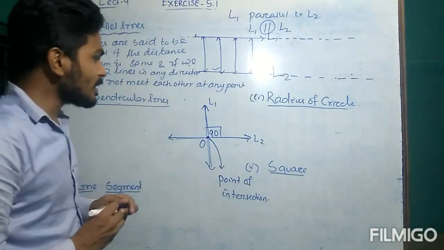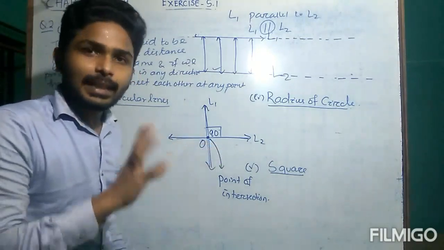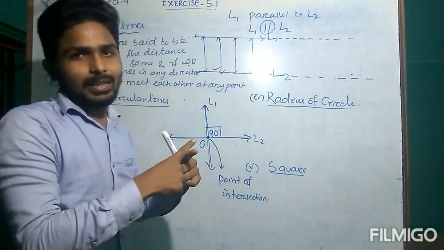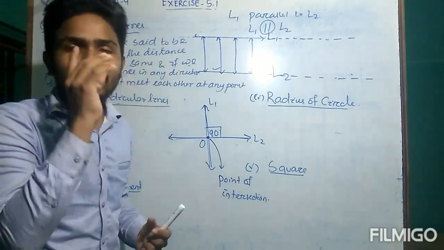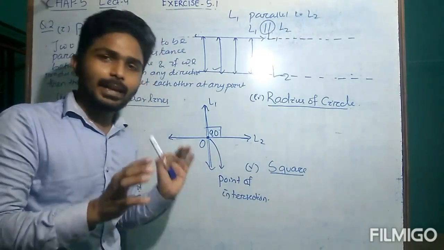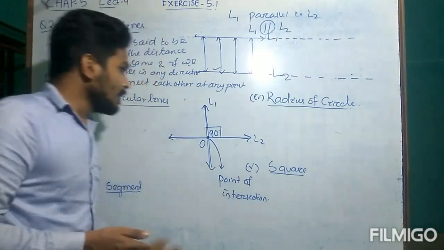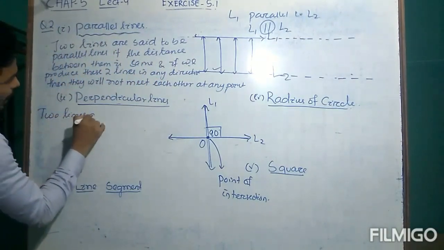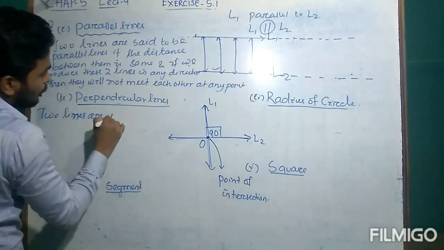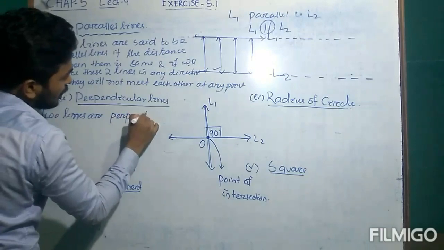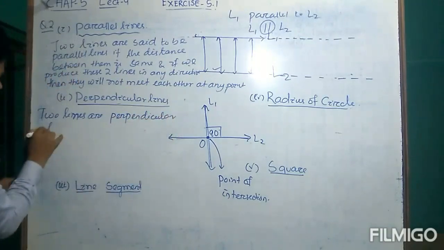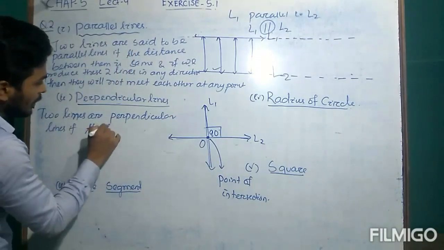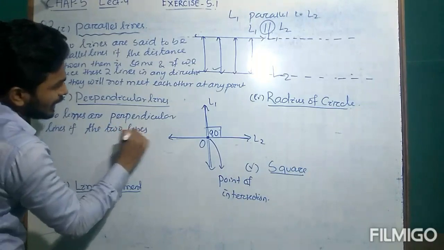Okay, so what is the definition? Two lines are said to be perpendicular lines if they meet each other at an angle of 90 degrees at the point of intersection. Understood? So you can write: two lines are perpendicular lines, okay, if the two lines meet each other.